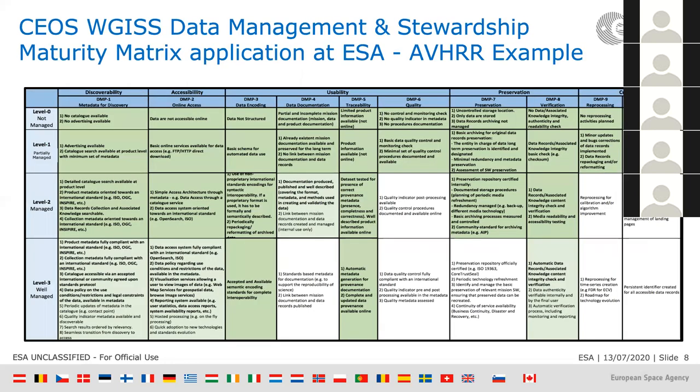Next, please. Okay, this is an example of our maturity matrix, applied to the AVHRR missions. As you can see, in the dark green, the level is completed. In the light green, we have the level partially reached. Next, please.